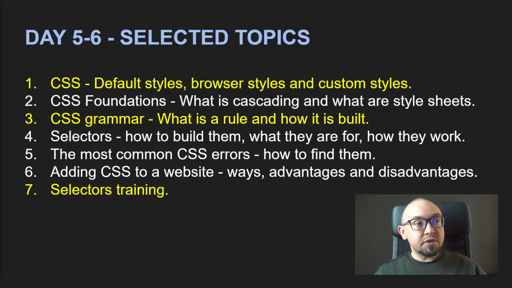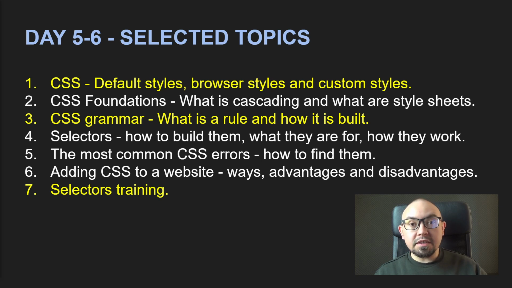What we have been doing for the last 2 days in the course and what we will be doing in this video. In the beginning, we focused on the default styles, browser styles, and our own styles. And in this video, we will recall these topics once again. In the course, we also covered the basics of CSS. We covered what style sheets are and what cascading is. Then we moved on to the CSS grammar. We explained what a rule is, how it is built, and what combinators are used in selectors. And in this video, I would also like to do a quick revision of the CSS rules grammar.